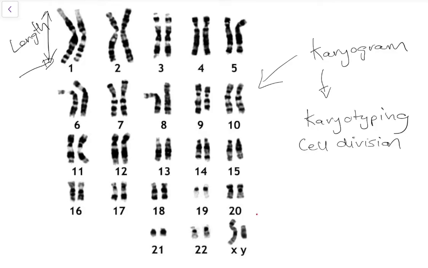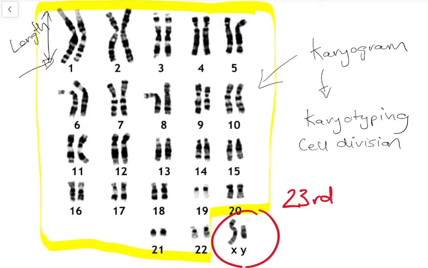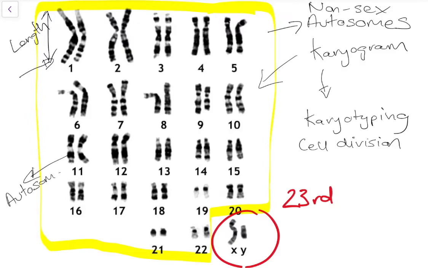Well, down here we see that we have an X and a Y. And so it's the 23rd pair which determines sex. And that means that the vast majority, all these other chromosomes, are not determining sex. And if they're not determining sex, these are called autosomes. So autosomes are the non-sex chromosomes, and we could say they were autosomal. So almost everything is autosomal, because almost every gene is on the chromosomes that are not the sex chromosomes.